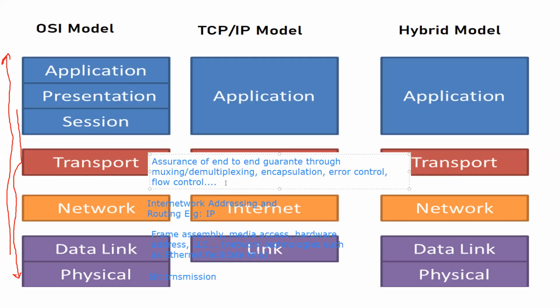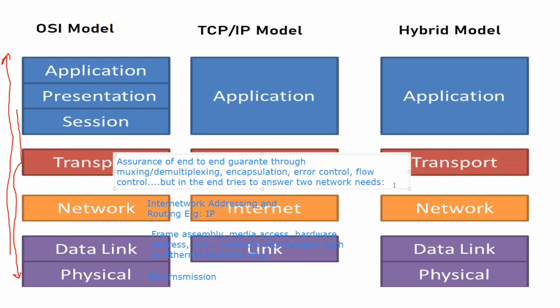But in the end, the transport layer tries to answer two network needs. Don't worry, this is a very general introduction. Each of the chapters will come. And if the general introduction takes your mind a little bit around, that is my intention. You know how to raise the questions afterwards, okay? Therefore, there are two network needs.